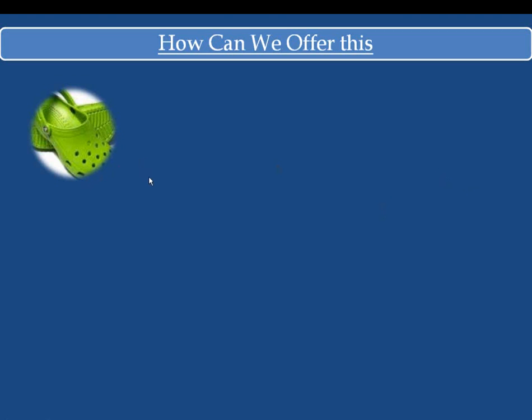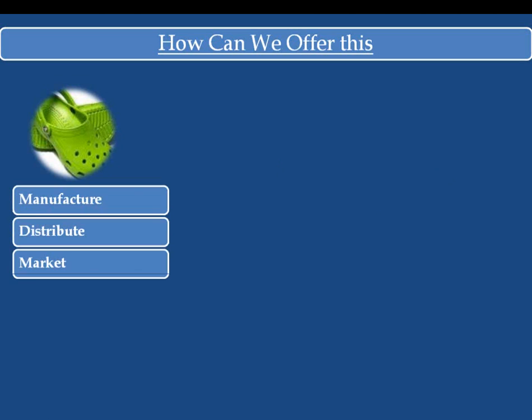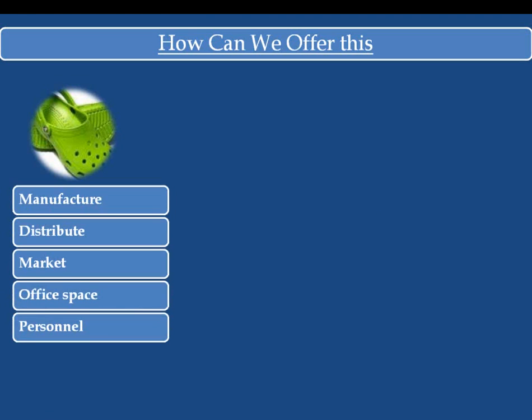What resources do they need, how can they provide this offer to the market? What resources are they going to need? So we know they're going to have to manufacture the Crocs. They're going to need some sort of medium to distribute them. They're going to have to market them. They're going to need office space. And they'll need personnel. Right?